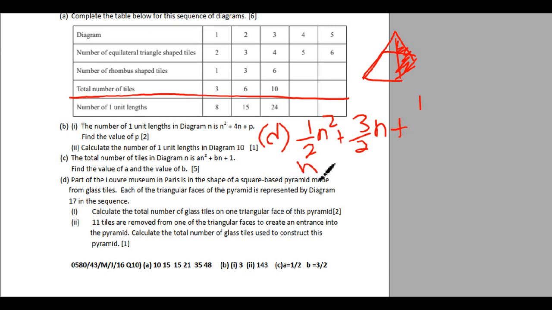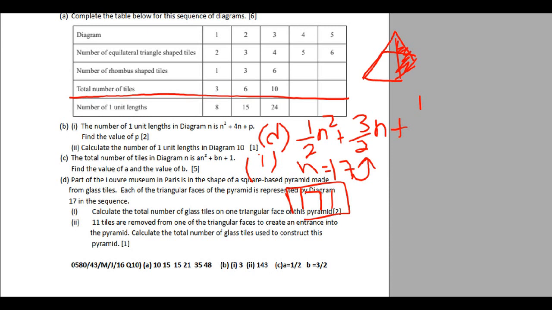So substitute n equals 17 here, and we will get the total number of glass tiles on one triangular face. n equals 17 gives 171 tiles. Substitute n equals 17 in this formula, half n square plus 3 over 2n plus 1.